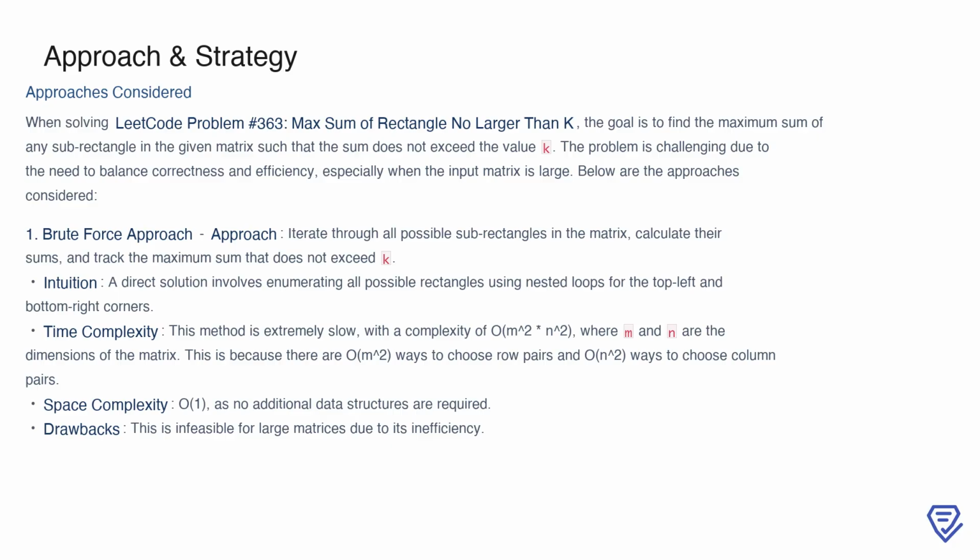While this approach is straightforward and easy to understand, it is computationally expensive. The time complexity is m²*n², since we need to explore all combinations of row and column pairs, making it infeasible for larger matrices. On the upside, it requires no extra memory, with a space complexity of O(1). However, the inefficiency of this method makes it unsuitable for real-world scenarios where performance is critical.